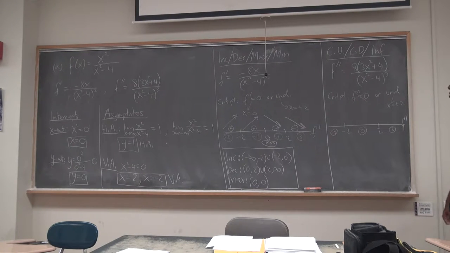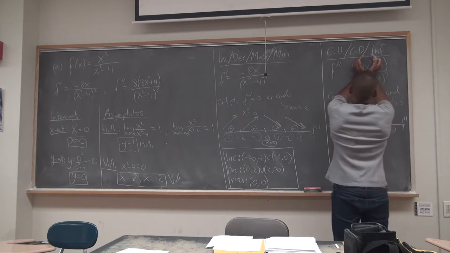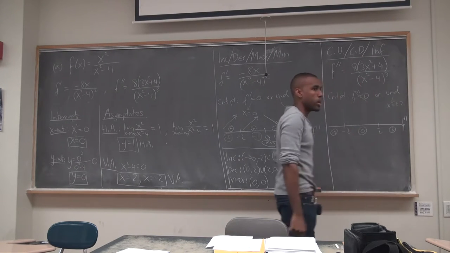Wait, why did you cross out? I don't follow that. Because it's never zero. If I said this goes zero, there's no solution. Oh, okay. So if you have a square and you add something to it, it's always going to be positive.